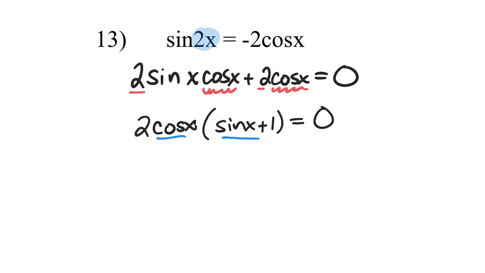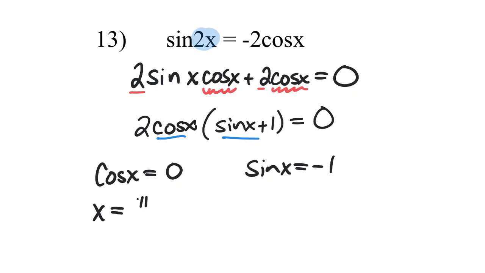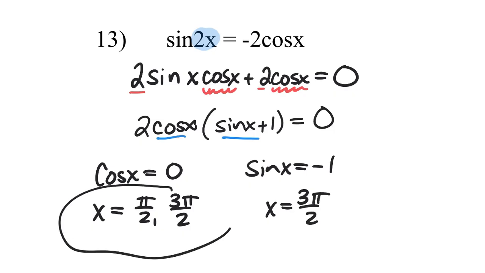So let's solve it. Cosine x must equal 0, and sine x must equal negative 1. Well, cosine x equals 0 at pi over 2 and 3 pi over 2, right along the central axis, the vertical central axis of the unit circle. Sine equals negative 1 at 3 pi over 2, so that's a repeated answer, but those would be our solutions.